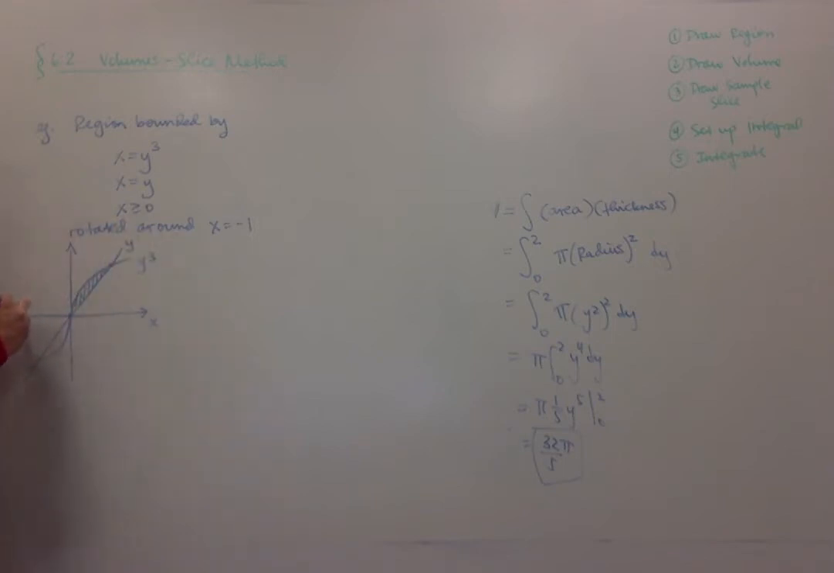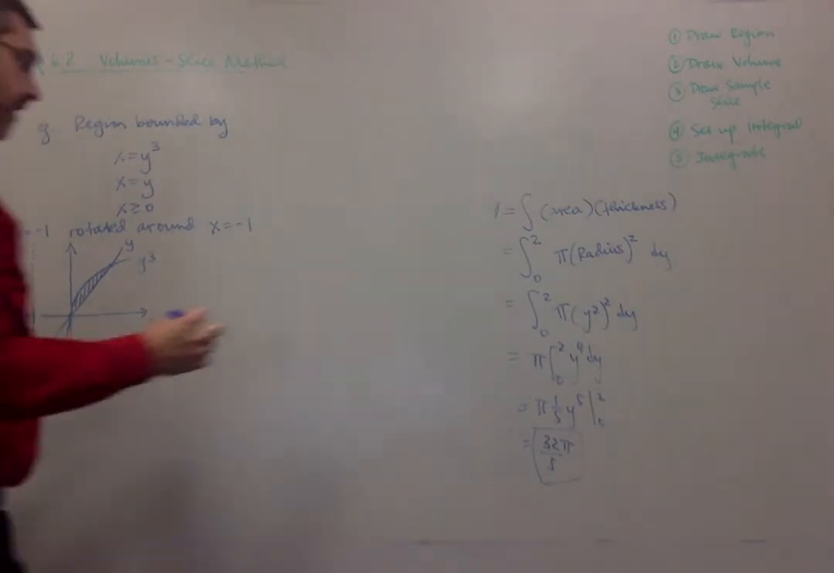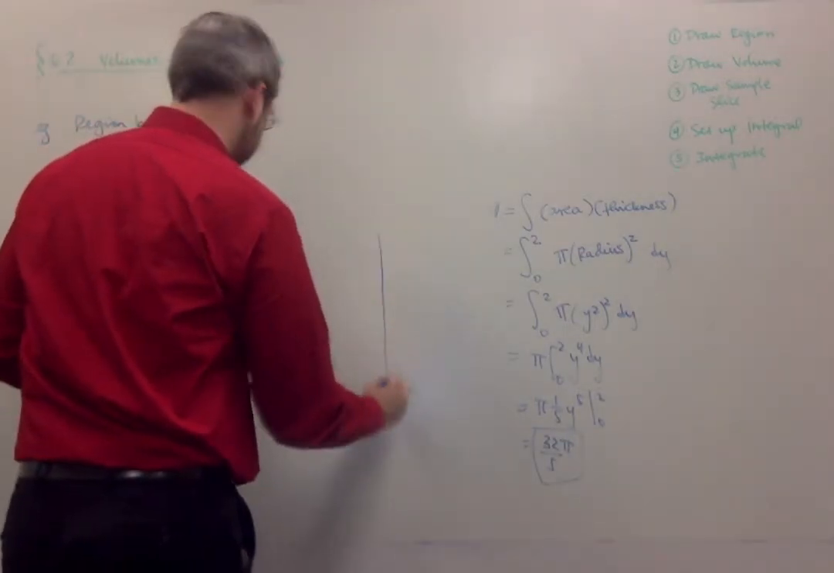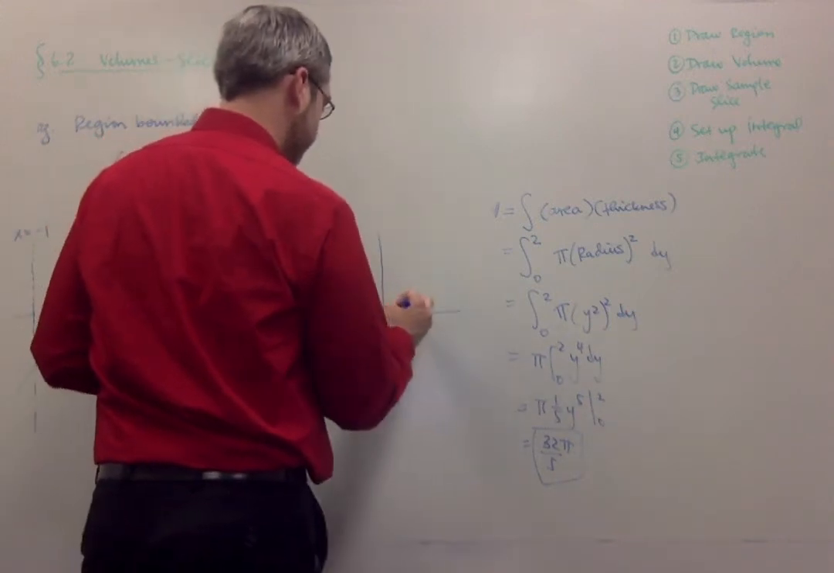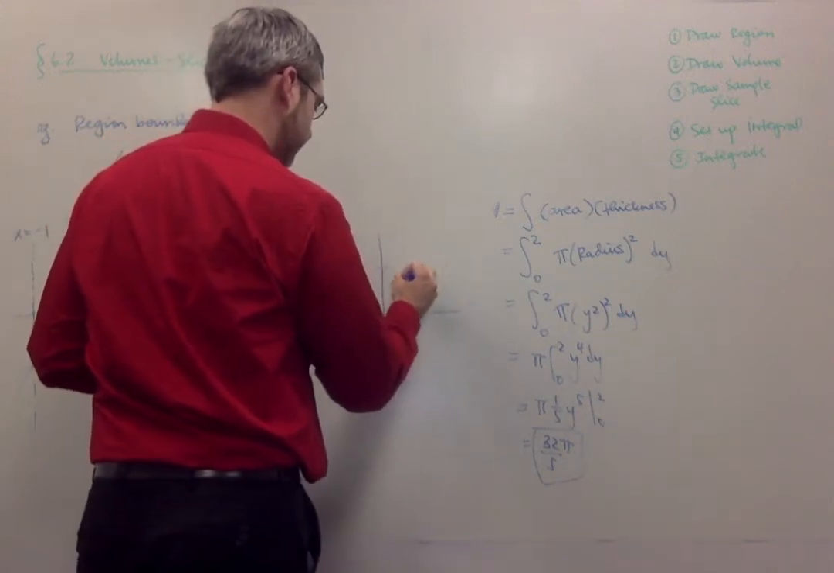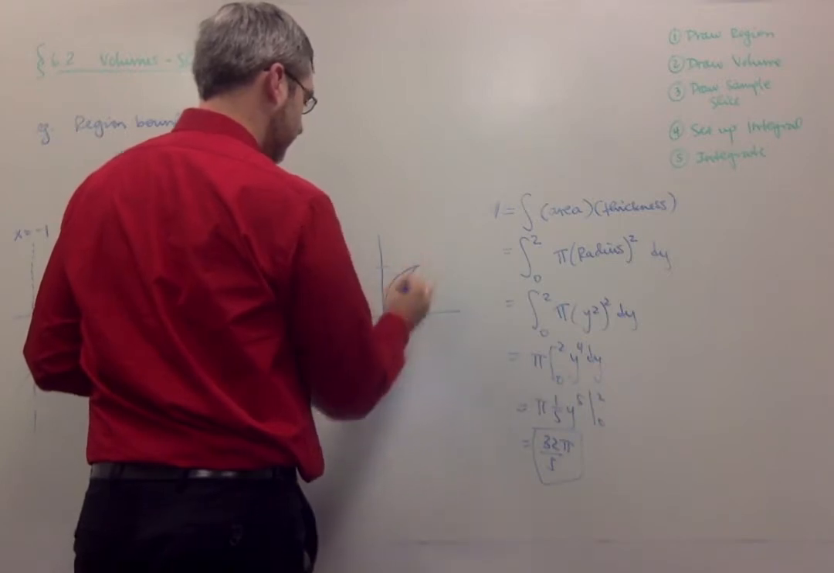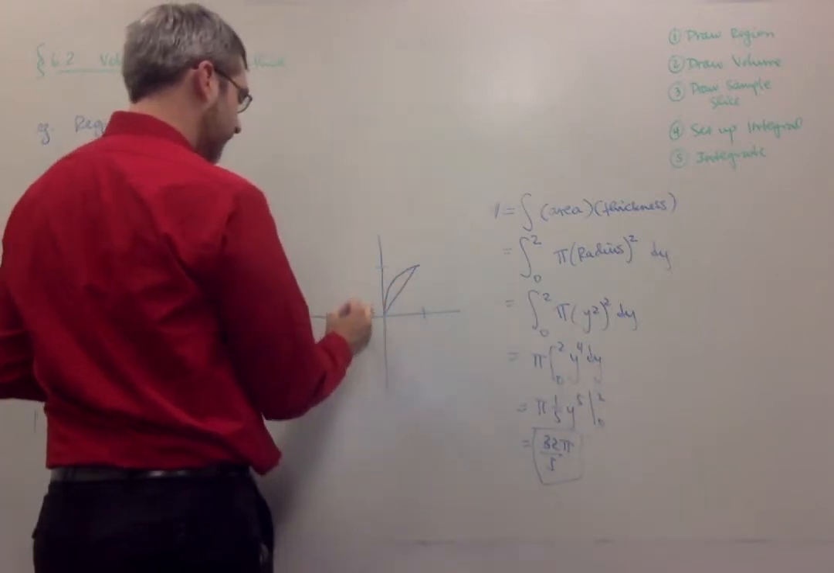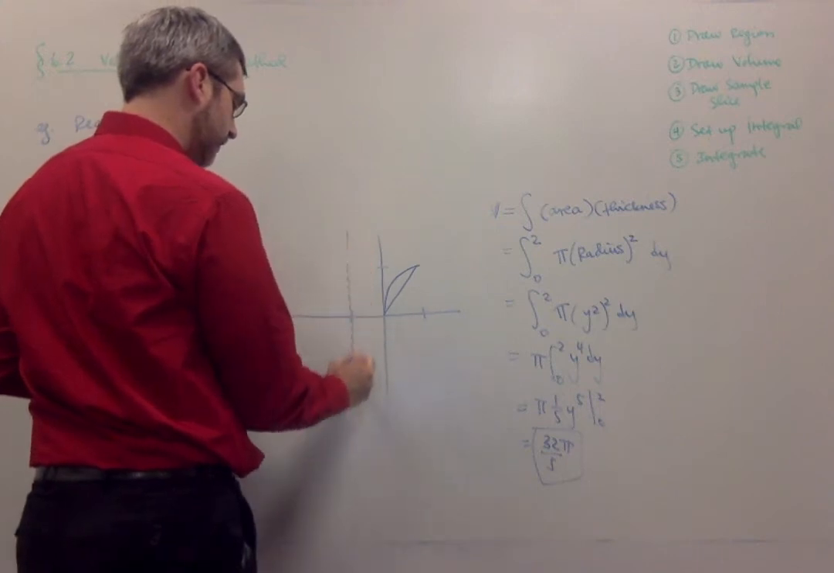And we're going to rotate around x equals -1. So we're going to rotate around this axis right here. So we're going to take this and rotate it around that axis, x equals -1. Are you with me so far? So let's do that now. Let's take that region. Okay, we're going to redraw the region here. Okay, there's the region. And here's the axis, x equals -1.